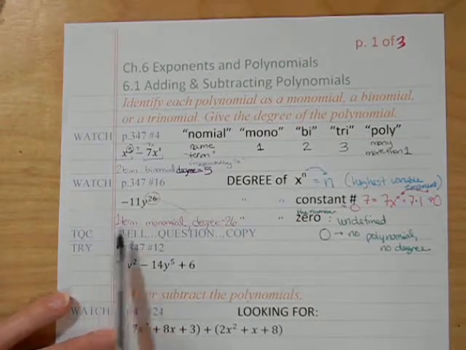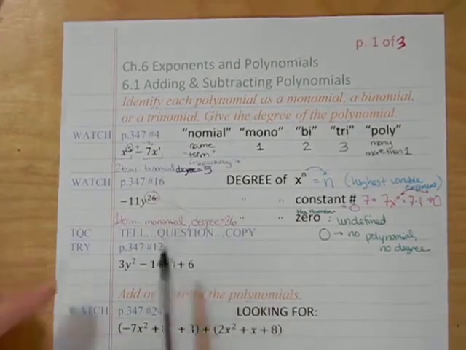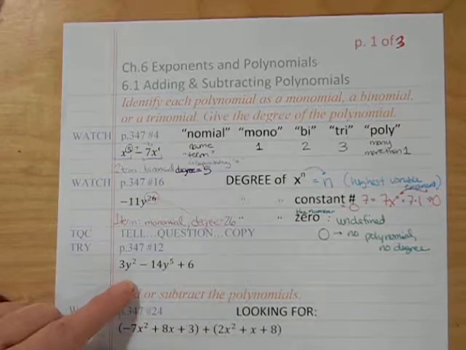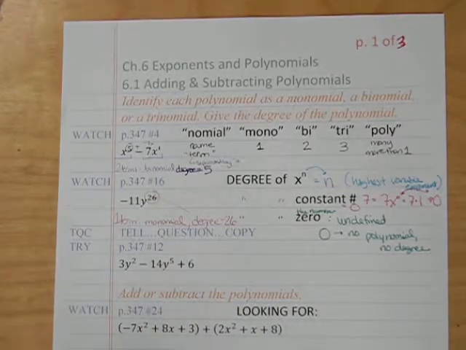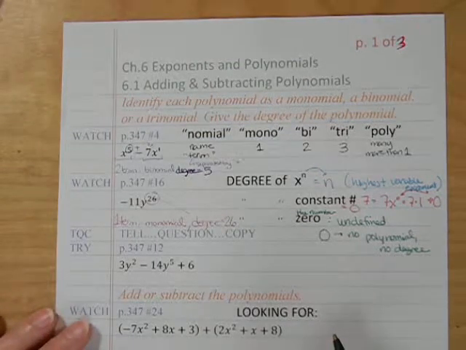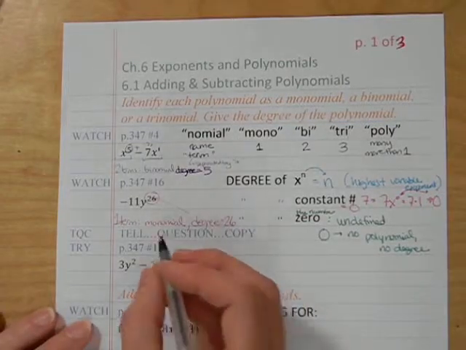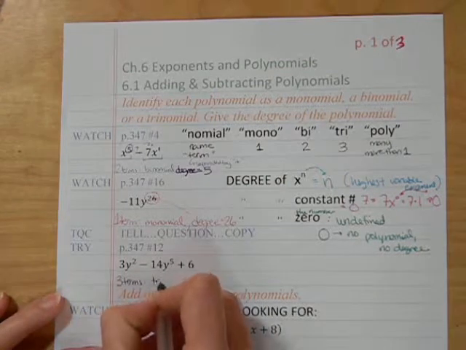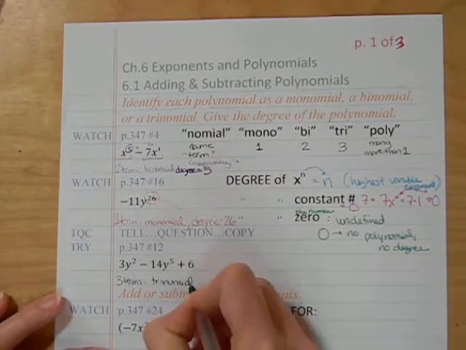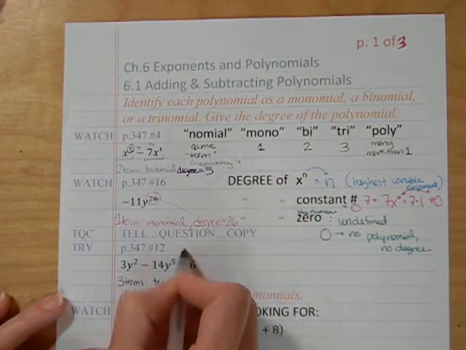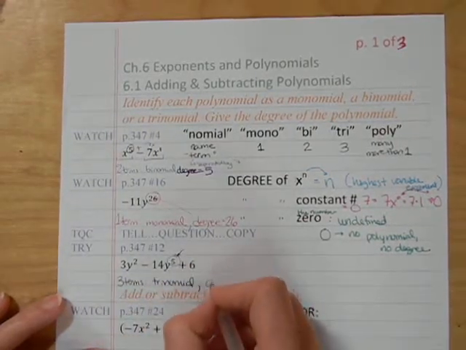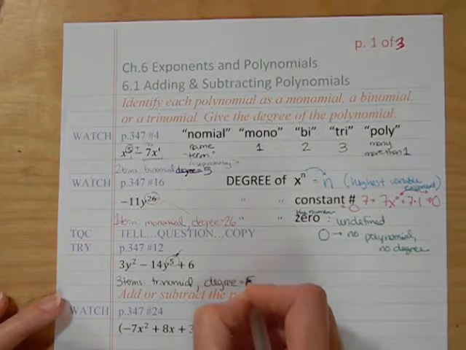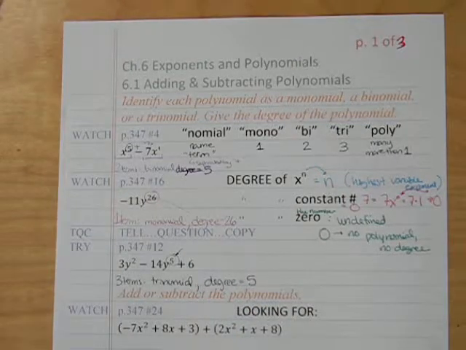Take a moment, do your TQC, your tell, question, and copy, and then try this one, number 12, from page 347. Pause the video for a moment so you can try it on your own, come back for the answer. Okay, and after you've tried it, you should establish that it's 3 terms, so it'd make it a trinomial. And the highest exponent is the y to the 5th, so this has a degree of 5. Not always the first term, it is the highest exponent for the variable.